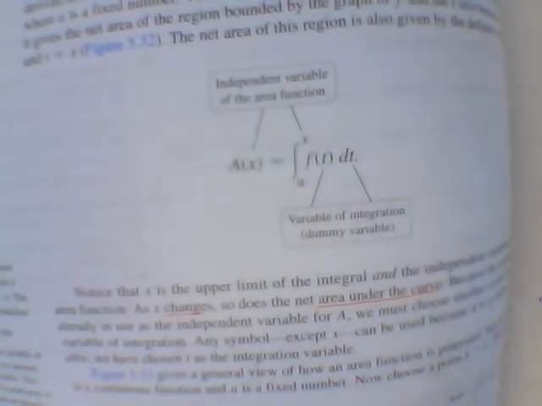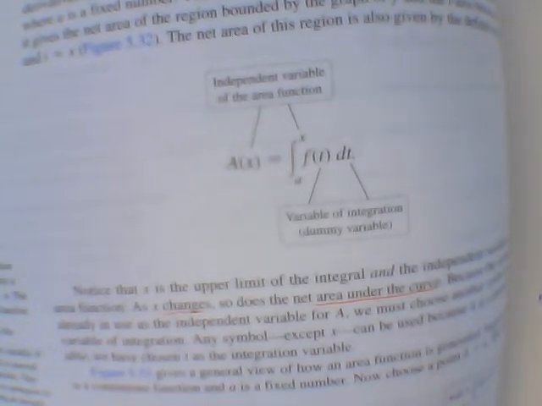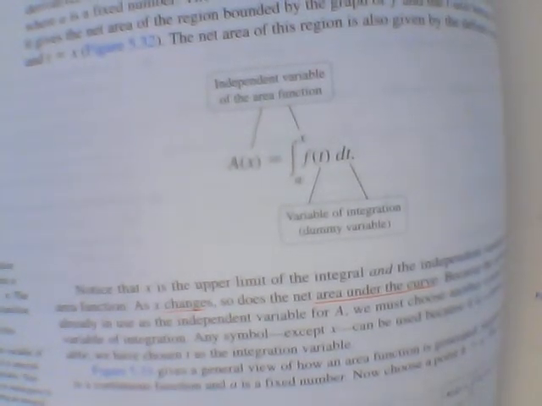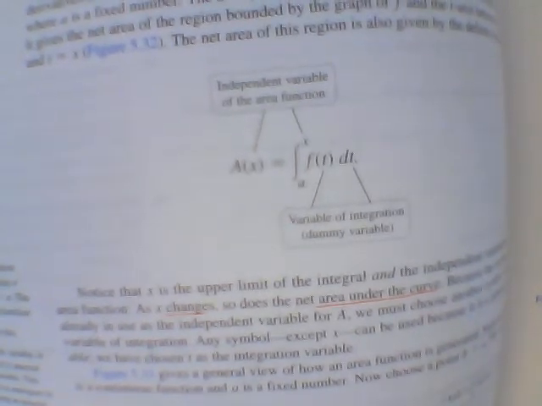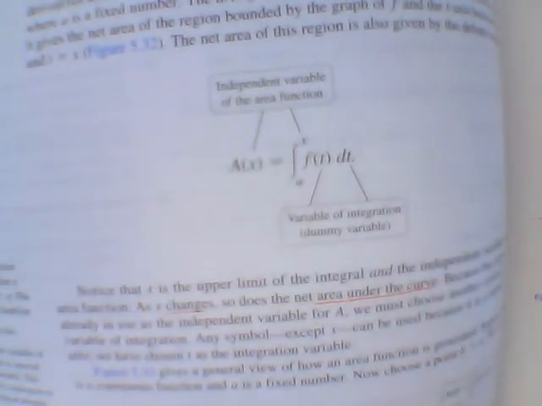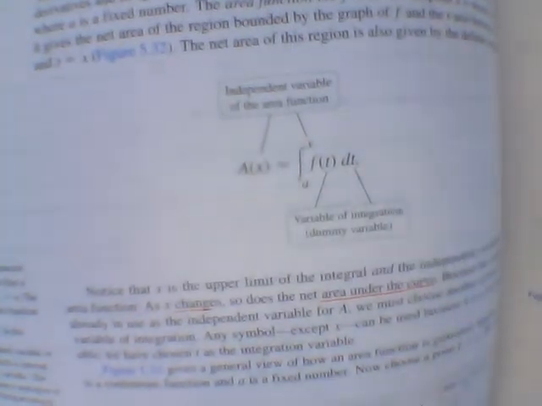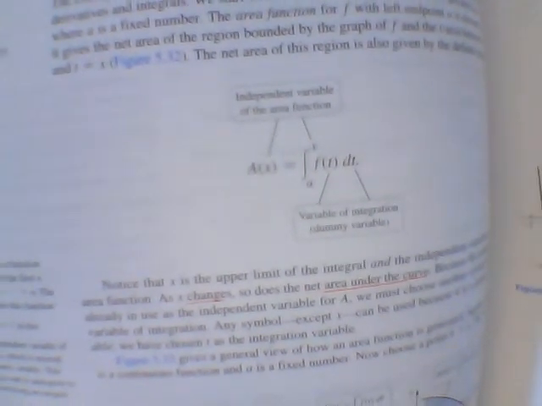So, if we start thinking about this function, we look at the area function, the area of x. The area of a function based off x equals the integral from a to x of f of t dt. Once again, we have the independent variable of the area function, x, and then the variable of integration. This t is just a dummy variable. It's not actually talking about time. What we start recognizing is that we have this nice definition.